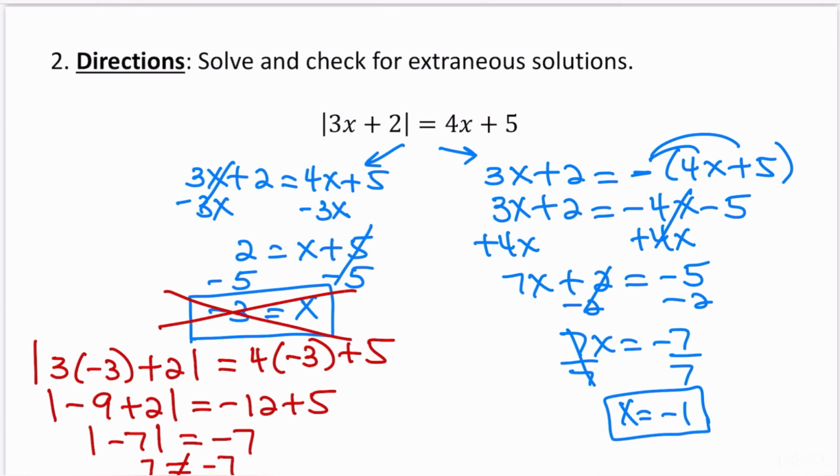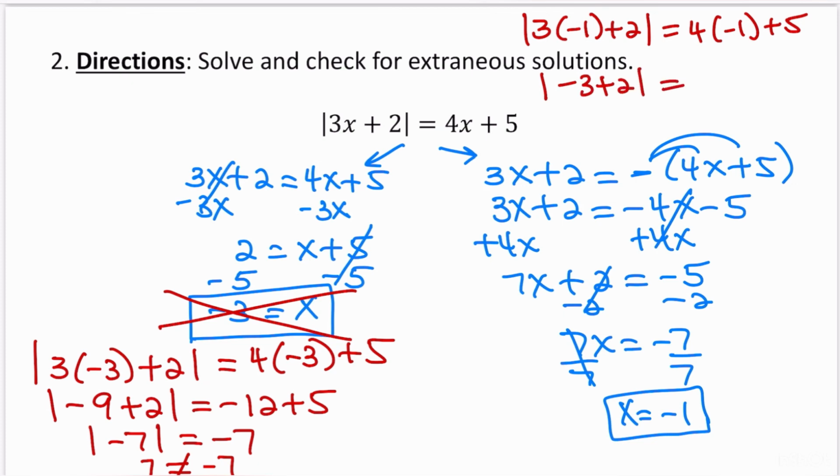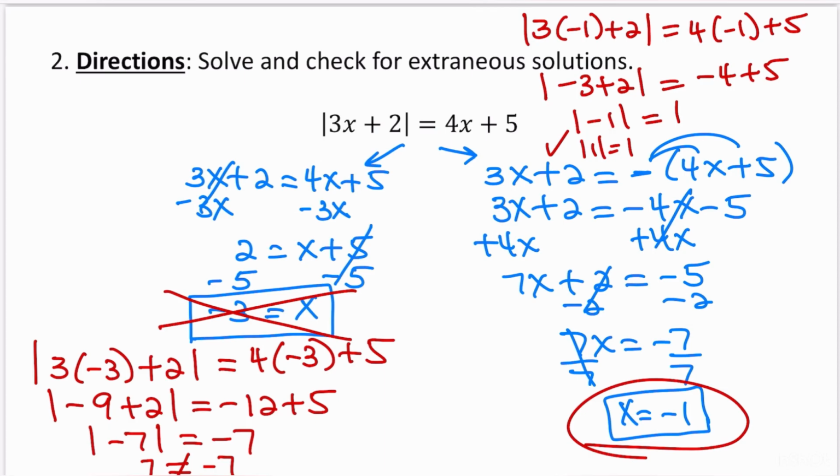Let's see what happens when I substitute negative 1. So now I'm going to get 3 times negative 1 plus 2 in absolute value is equal to 4 times negative 1 plus 5. 3 times negative 1 is negative 3. So I have the absolute value of negative 3 plus 2, and this equals negative 4 plus 5. Negative 3 plus 2, the absolute value of negative 1 is equal to 1, and here the absolute value of 1 is 1. So this one does work. So x equals negative 1 is my only solution.